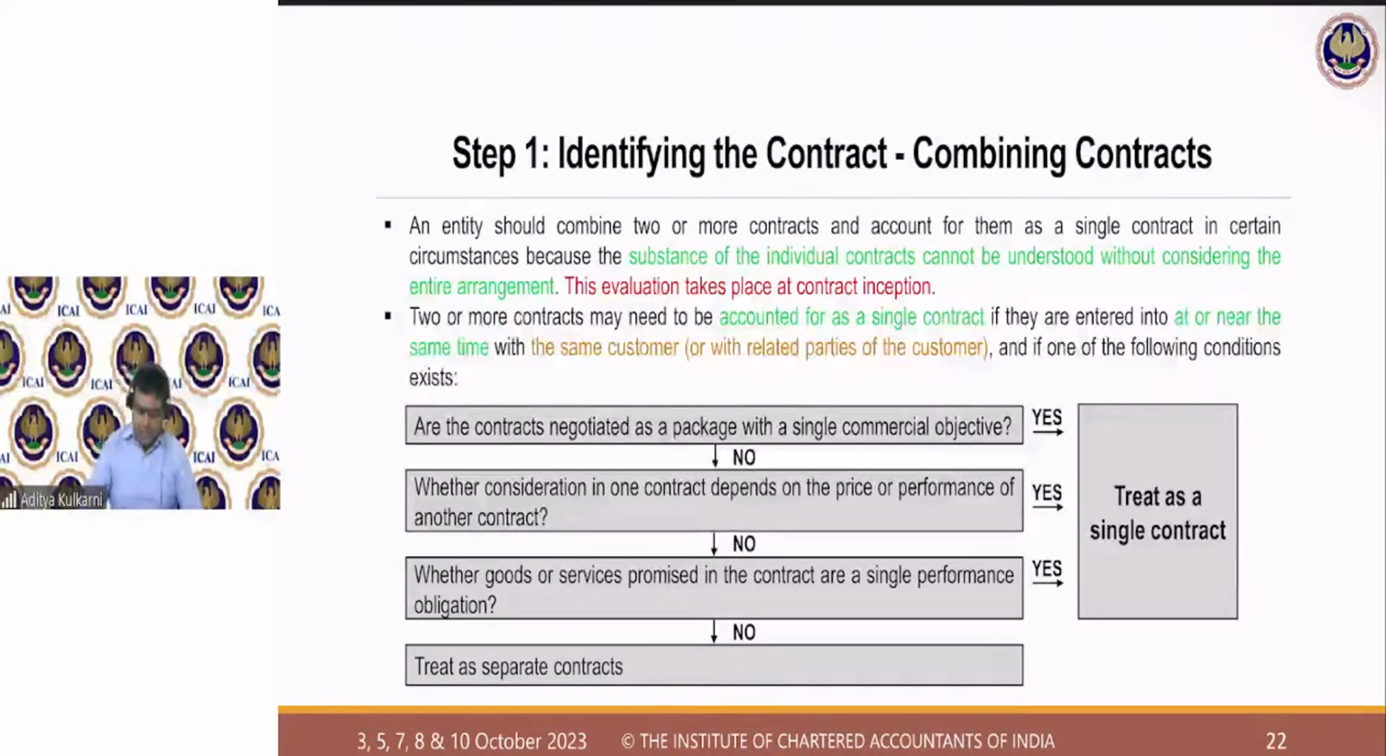Okay. All right. So now coming to step number 1, certain contracts need to be combined. Sometimes you will have multiple contracts, but it makes more sense to combine those contracts into an individual contract. Why? Because, so one second.